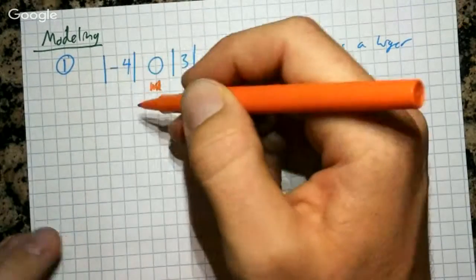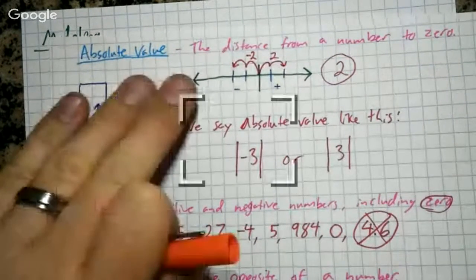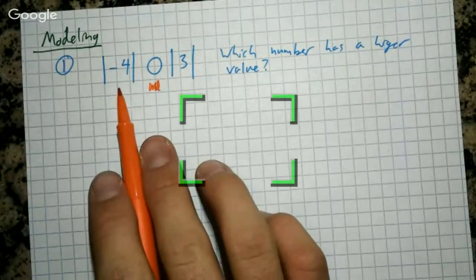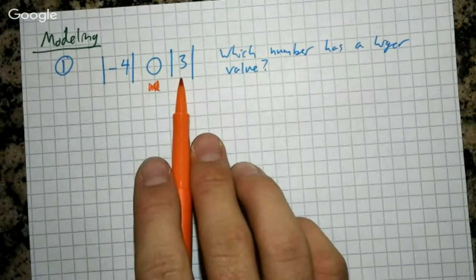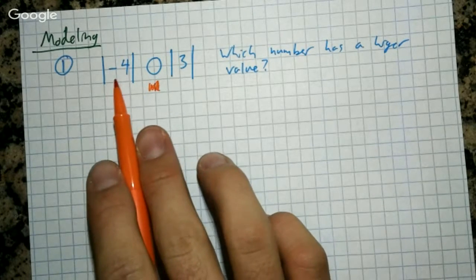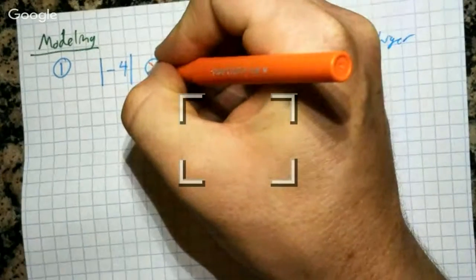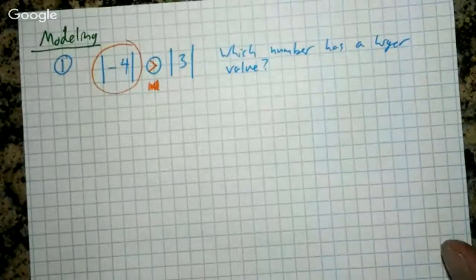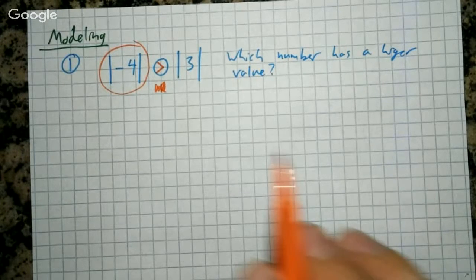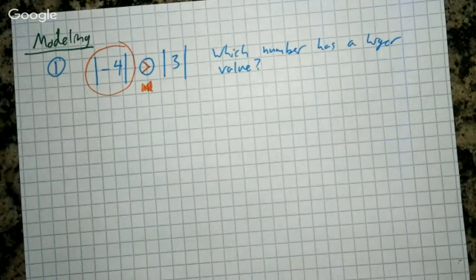Let's look at these lines, and if you need to, you can always go back in your notes. Remember here where I wrote absolute value, and I talked about it. The absolute value is how far away from 0 each of these numbers is. 3 is 3 away from 0, and 4 is 4 away from 0. It doesn't matter that this is negative. It's asking for the absolute value. So which absolute value is higher? It's going to be 4. This is the higher value, because it is the absolute value: how far from 0? 4 is 4 away from 0. So that's number 1 on our modeling.